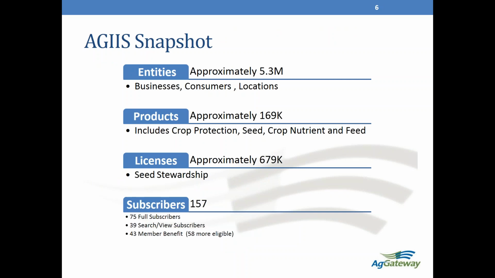Give you a quick snapshot. Today, we have approximately 5.3 million business consumers and locations within the directory. On the product side, we have about 169,000 products, and there's approximately 679 stewardship licenses in the database. There's 157 subscribers that use the AGIIS database to facilitate e-commerce or e-business.